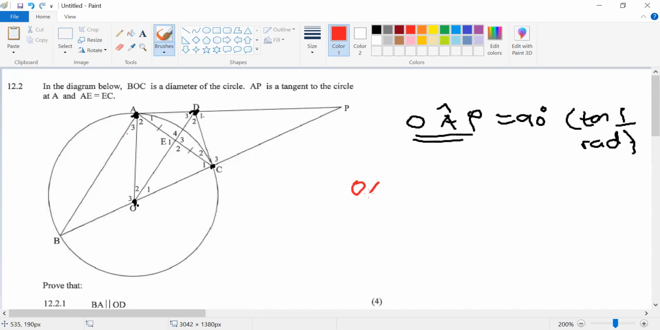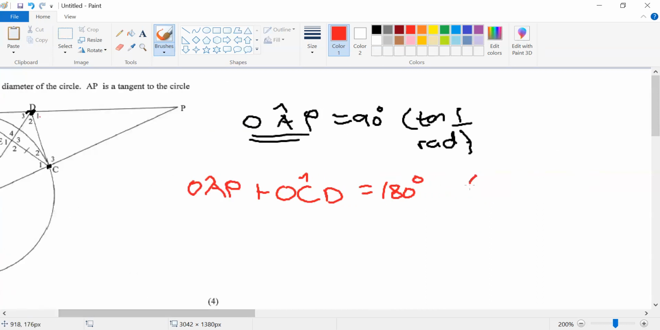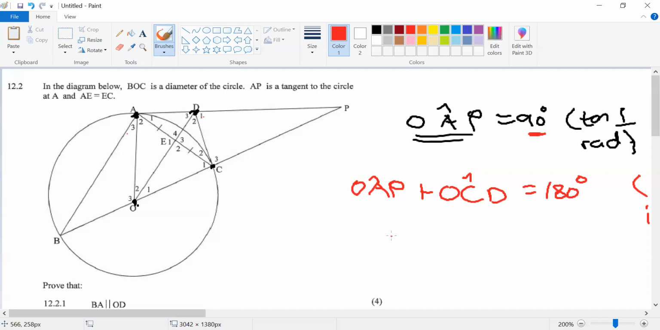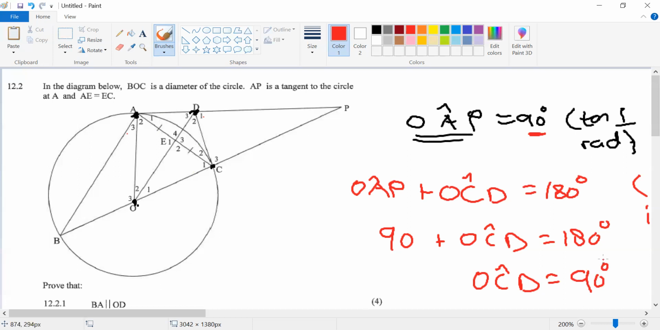So angle OAP plus angle OCD, which is this angle right there, is equal to 180 degrees. And that is because they are opposite angles in a cyclic quad. And what's left for us to do here is substitute for OAP, which is 90, plus OCD, which is equal to 180 degrees. And when we simplify, we notice that angle OCD is equal to 90 degrees.